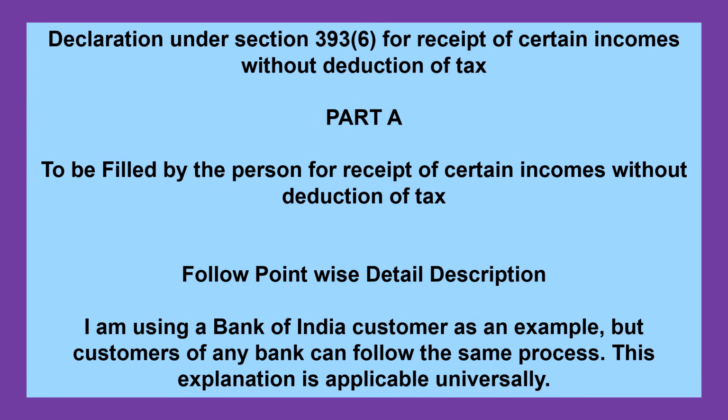Declaration under Section 393 by 6 for receipt of certain incomes without deduction of tax. Part A, to be filled by the persons for receipt of certain incomes without deduction of tax. Follow the point-wise detailed description. I am using a Bank of India customer as an example, but customers of any bank can follow the same process. This explanation is applicable universally.